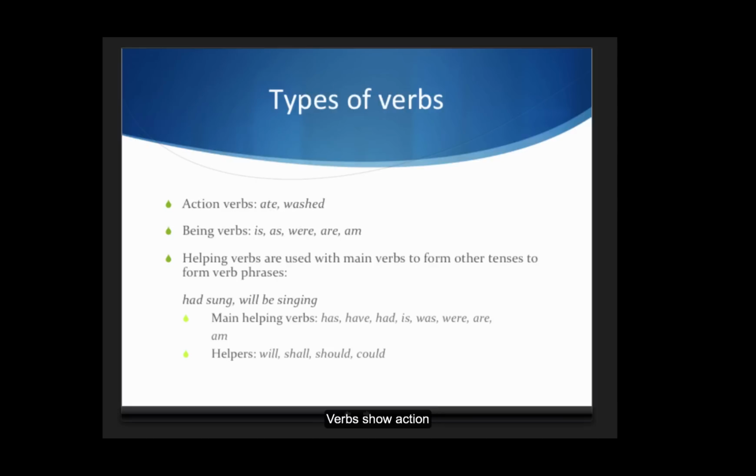Verbs show action. Action verbs are things that tell what's actually happening in the sentence. Without a verb, your sentence cannot do anything. Make sure your subject, or your noun or your pronoun, and your verb match. This is called subject-verb agreement. It means that your subject's number, how many there are, and your verb's number, the tense and the person, are the same.